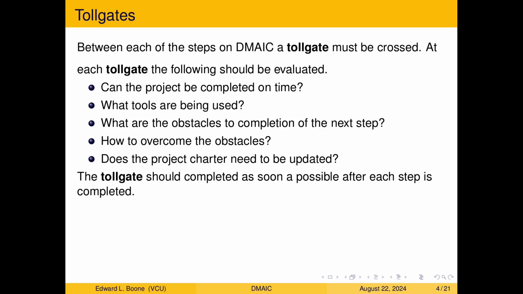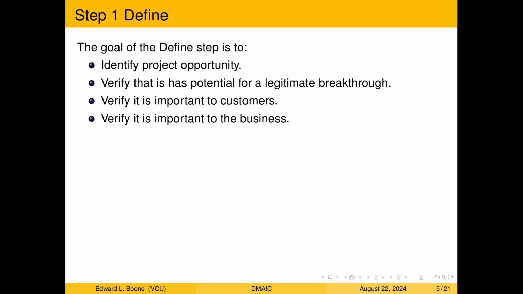So suppose we're in the analyze step and we want to go to the improve step. Do we have any obstacles that we need to overcome before we do that? And if we do have them, how do we overcome them? And the project charter, does it need to be updated? Maybe we learned something along the way in one of these steps. We might need to update the project charter so that it has a different scope than what we originally started with. Now, the toll gate should be completed as soon as possible after each step of this process is completed. That way it keeps things on time.